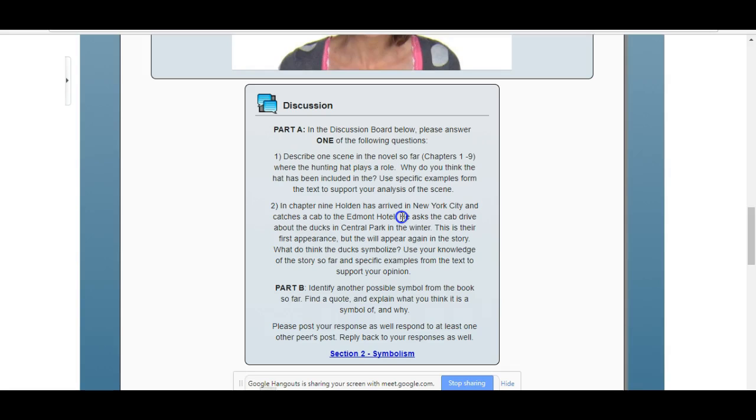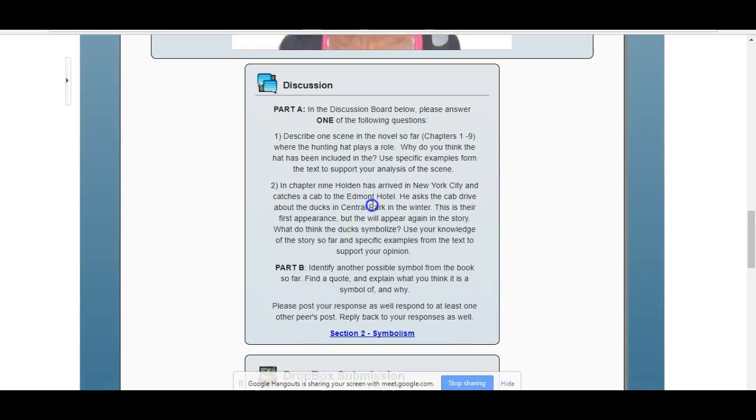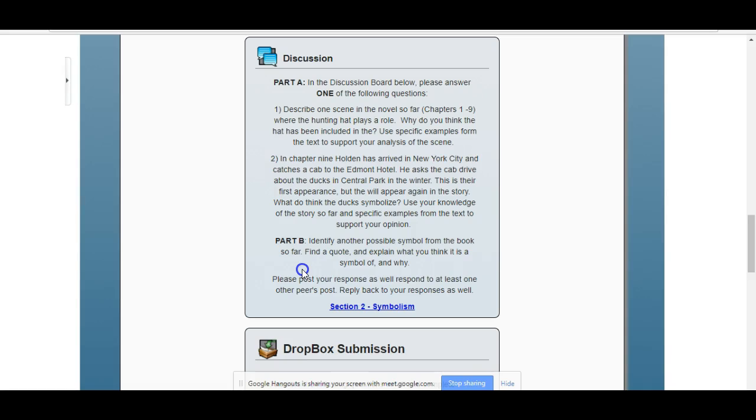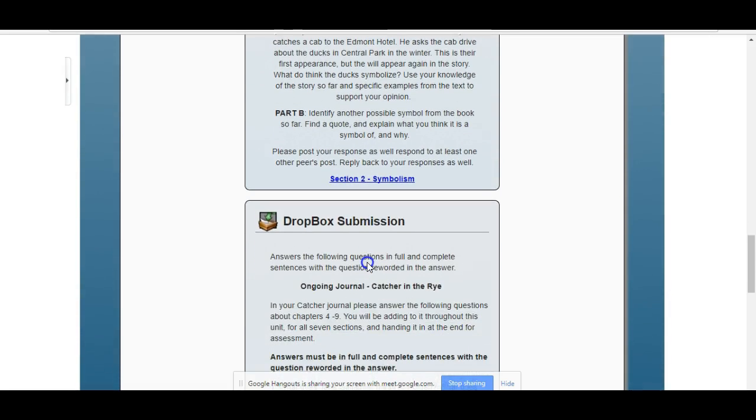So in part one, just please remember you're only answering one of the following questions, and I'm not going to read them to you. You guys can do that yourself. Part B, you're going to identify another possible symbol from the book. Find a quote and explain what you think it is a symbol of and why. So we've sort of given you those examples, I've gone through it, and then it's your opportunity to pick something that you feel is a symbol or represents something else. And then, of course, you can get into it right from there.